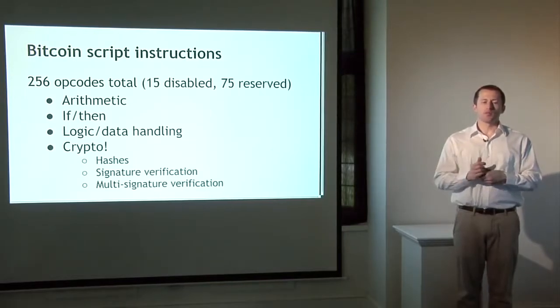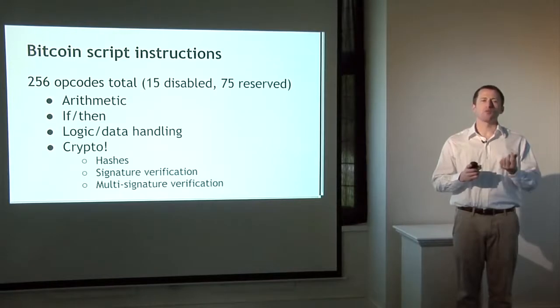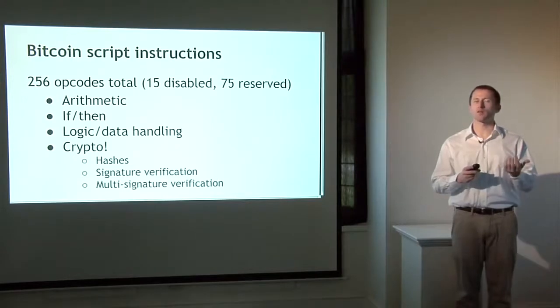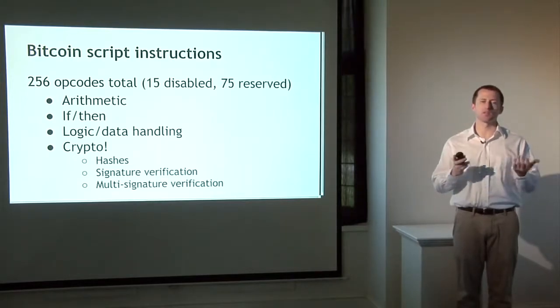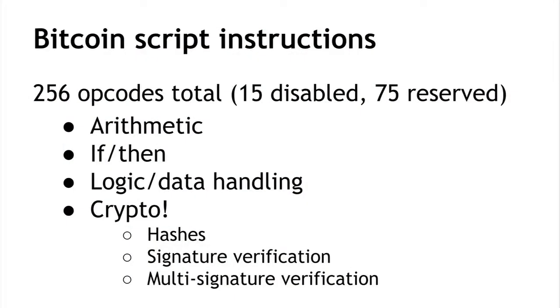So a little bit more about the Bitcoin scripting language. It's very small. There's only room for 256 instructions because each one is given 1 byte. And of those, 15 of them are currently disabled, so you can't use them at all. And 75 of them are reserved, so haven't been assigned any specific meaning yet, but might be instructions that are added later in time.